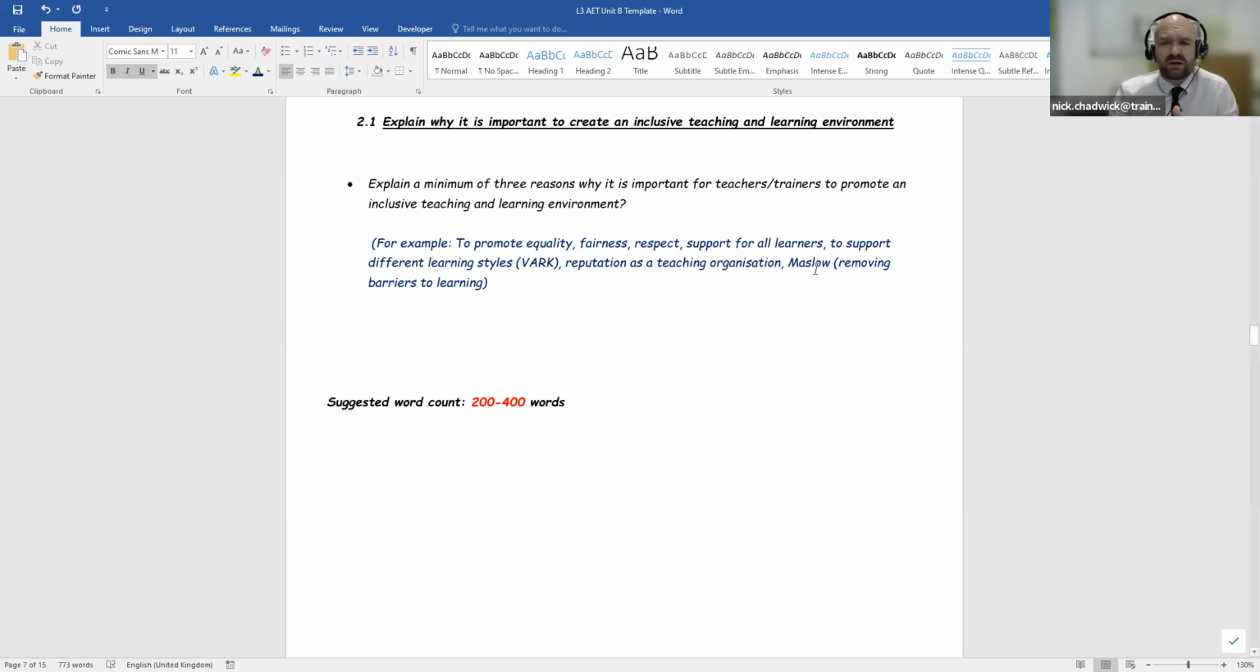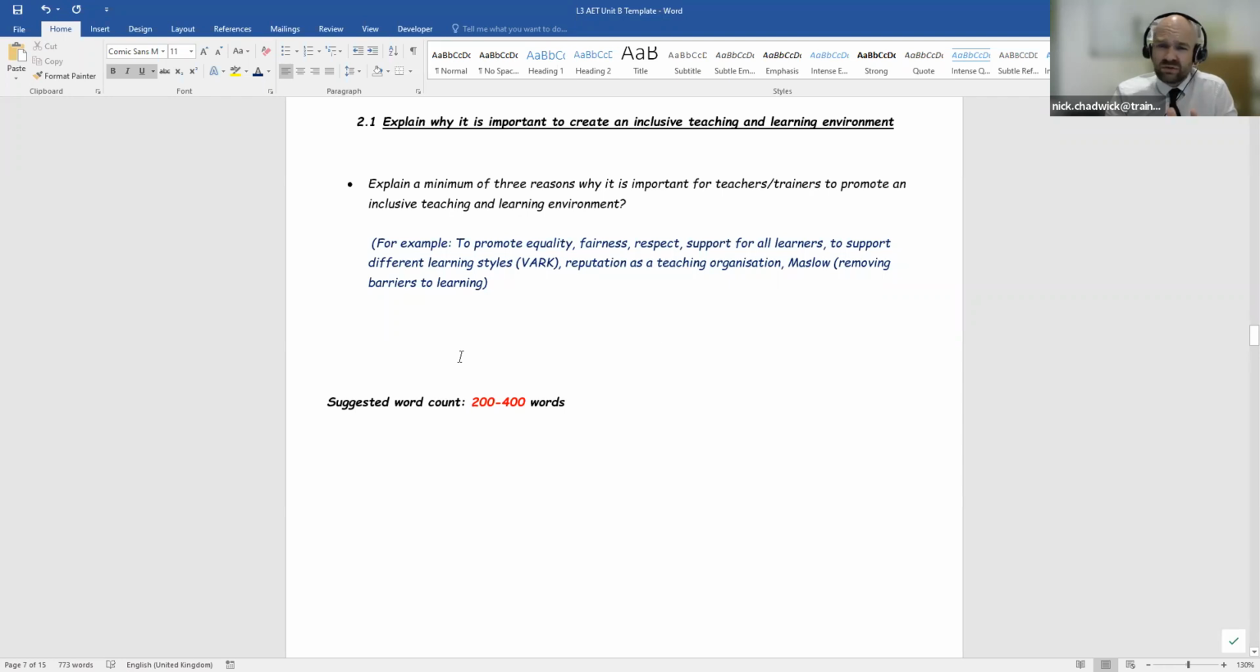I'd also mentioned Maslow in there. Obviously, if you are removing barriers to learning, that's promoting inclusion. So our learners are going to self-actualize, they're going to realize their full potential, and they're going to understand that they of course can achieve their end goal as well.